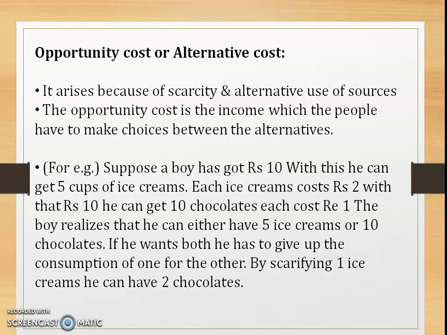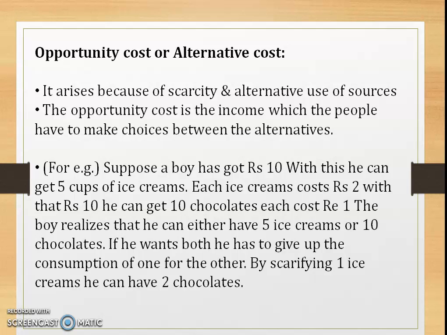Suppose a boy has got ₹10. With this, he can get 5 cups of ice cream. Each ice cream costs ₹2. With that same ₹10, the alternative is that he can get 10 chocolates, each costing ₹1. The boy realizes that he can either have 5 ice creams or 10 chocolates. His choice is with him, right? So if he wants both, he has to give up consumption. That means sacrifice of one for the other. By sacrificing one ice cream, he can have 2 chocolates.